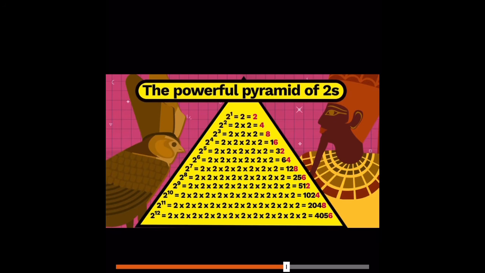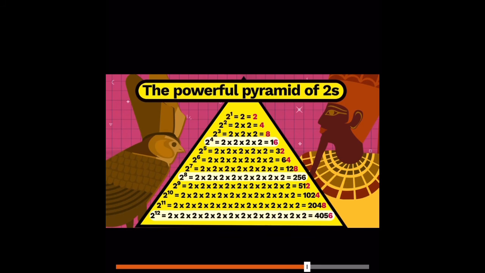But there's another pattern hiding in this problem. Did you spot it? When we raise 2 to a multiple of 4, for example 2 to the power of 4, 2 to the power of 8, 2 to the power of 12, they all end in the number 6. But how does this help us?